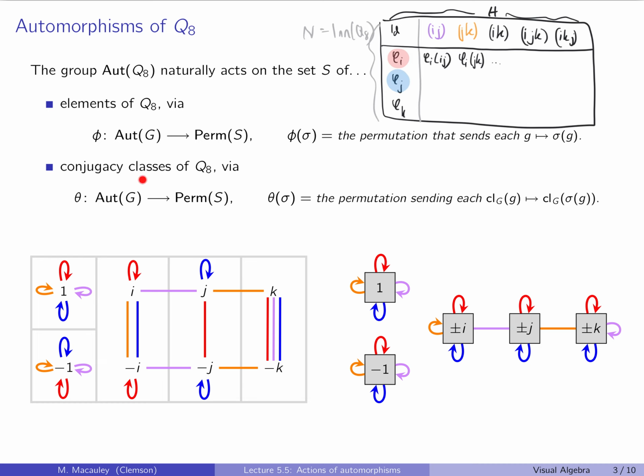It also naturally acts on the conjugacy classes. So this is a different homomorphism. When you press the sigma button, the permutation just sends the conjugacy class containing an element to the conjugacy class of wherever it gets sent. So here is the action graph of that. So this acts on elements and also acts on conjugacy classes. Notice that the only arrows that go between conjugacy classes are the ones corresponding to the outer automorphisms by definition.